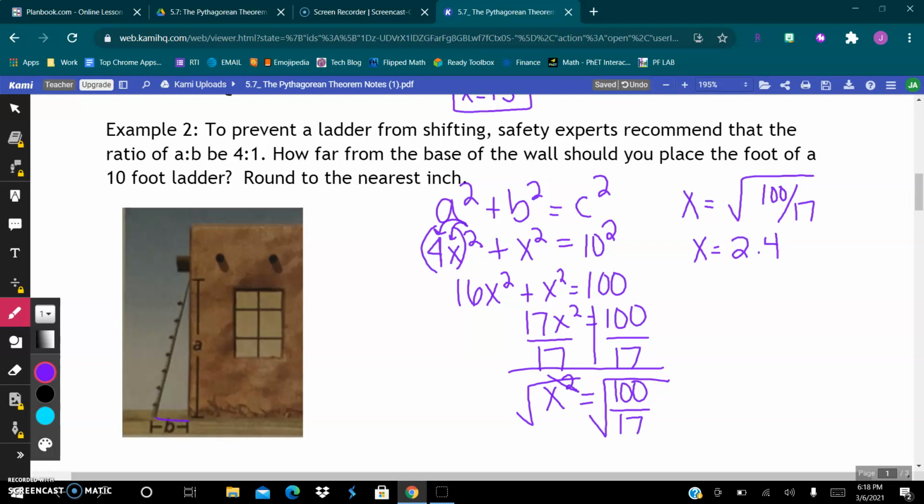So the 2 represents the feet. So we have 2 feet, and then 0.4 is 4/10, and 4/10 is 2/5. So we have 2/5 of 12 inches, and of means multiply in math. So 2/5 of 12 is 4.8. So that means 4.8 inches, and that to the nearest inch would be 5 inches. So 2 feet, 5 inches.